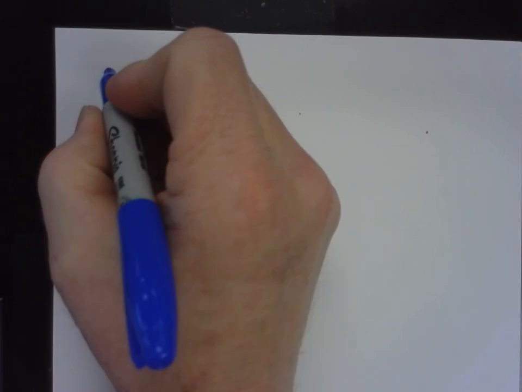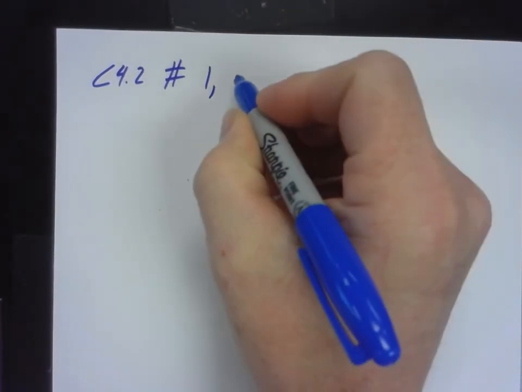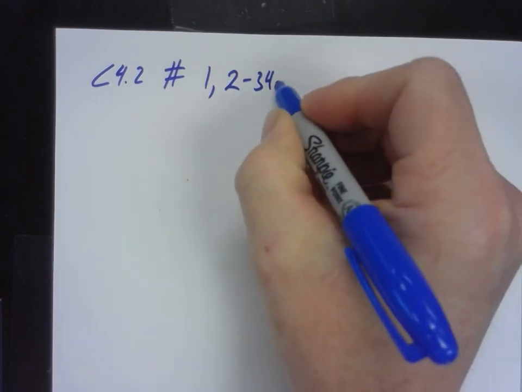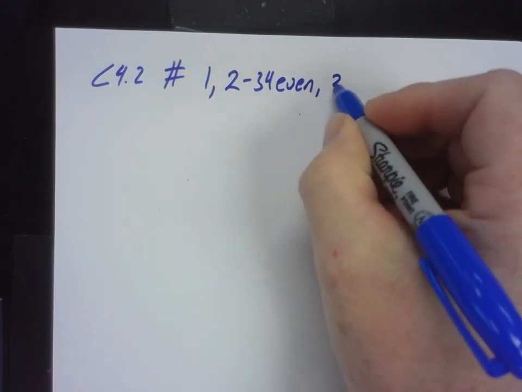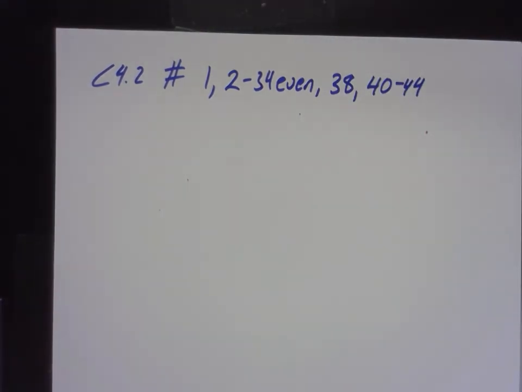Okay. Chapter 4.2. 1, 2 through 34, the even. 38, 40 through 44. I think you can get it done in class. No homework this weekend. It will be so nice. Let's get to work.